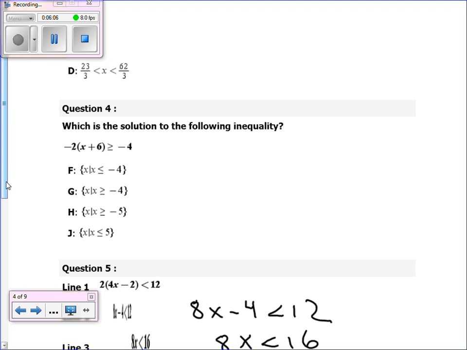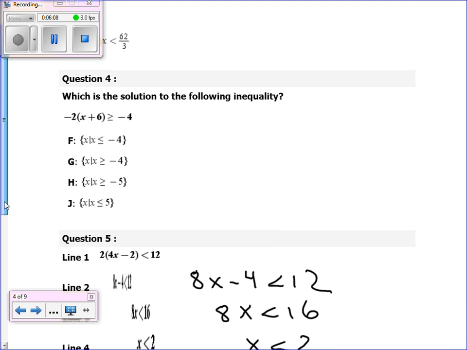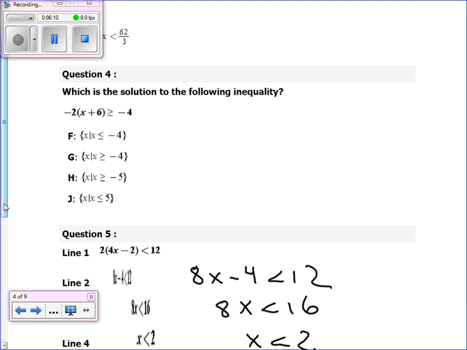Now, question 4. I am going to choose to distribute the negative 2. You also could have divided both sides by the negative 2 in the first step, but I'm going to go ahead and distribute.